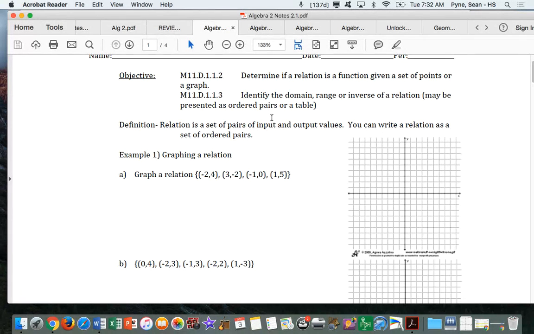So, a relation is a set of pairs of input and output values. You can write a relation as a set of ordered pairs. Guys, a relation is any set of ordered pairs. If you have any set of ordered pairs, it is a relation no matter what. Now, a function is different, and we're going to learn the difference between the two. A function has rules to follow.